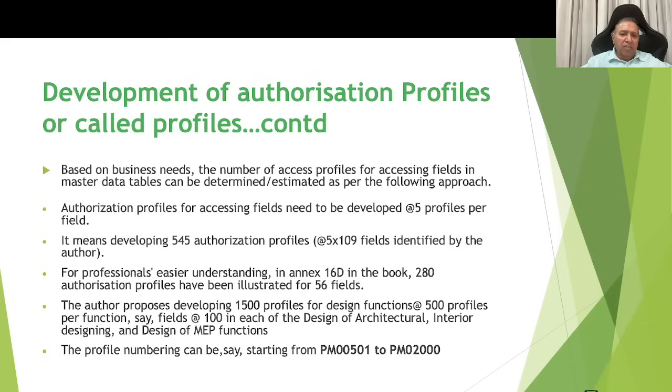Now, the author proposes developing 1500 profiles for design functions at the rate of 500 profiles per function. So, say for fields at the rate of 100 in each of the design of architecture, interior design, and design of MEP functions. This is just a flexibility provided to develop more profiles, although the organization can decide at its own discretion how many profiles to be identified for each function. So considering these 1500 profiles at the rate of 500 profiles per function, the total profile numbering mentioned in my book is 1500, starting from PM 00501 to PM 02000.